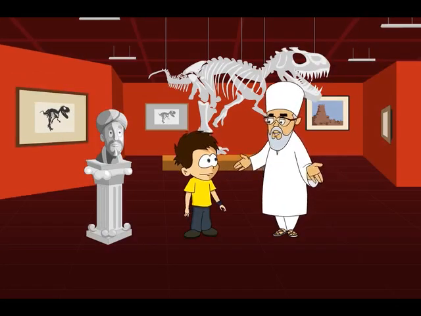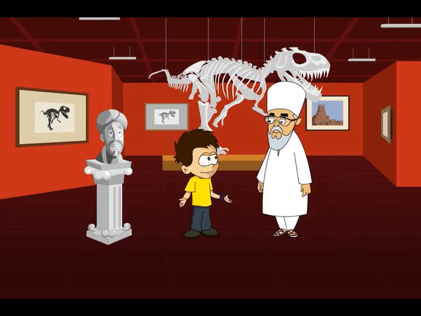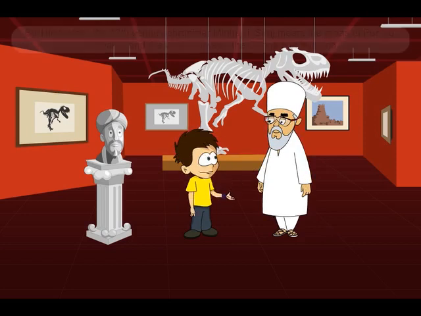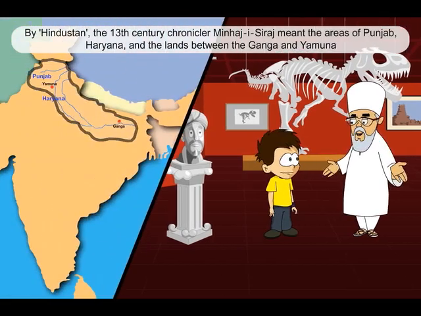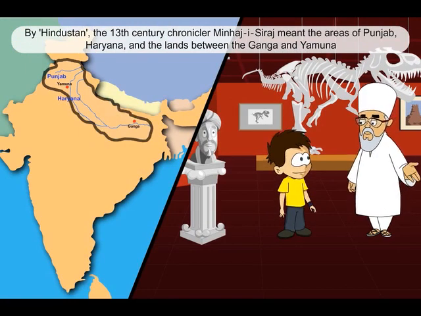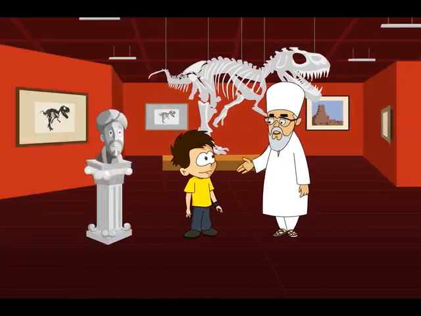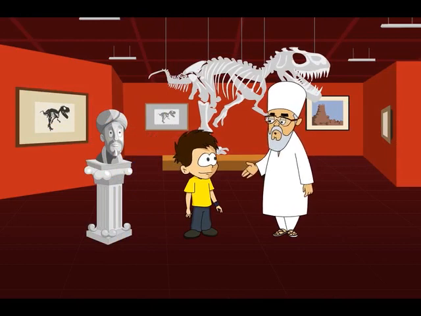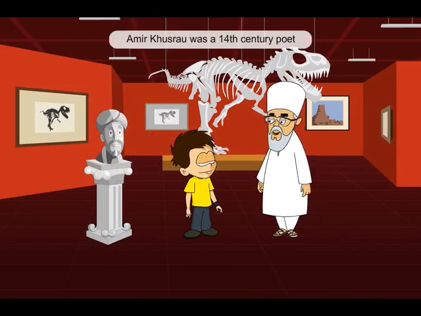Hello, I am Minhaj-e-Siraj. Will you tell me what do you mean by Hindustan? I meant the areas of Punjab, Haryana, and the lands between the Ganga and Yamuna. The word Hind was used differently by the 14th century poet Amir Khusro.